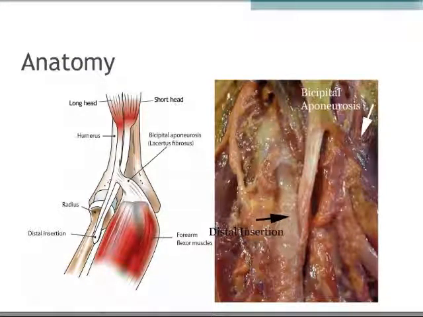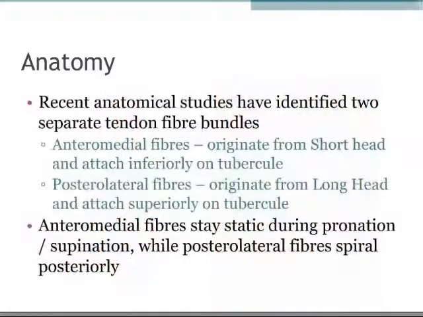So recent anatomical studies have identified two separate tendon fibers on the distal tendon, the anteromedial fibers, which largely originate from the short head and attach distally on the tubercle, and posterolateral fibers superiorly on the tubercle. And they found in cadaver studies that the anteromedial fibers that originate from the short head, during pronation and supination, stay fairly static, while the posterolateral fibers loop around the back and rotate. As you can see on the diagram, the anteromedial fibers will stay static, and the posterolateral fibers will rotate.